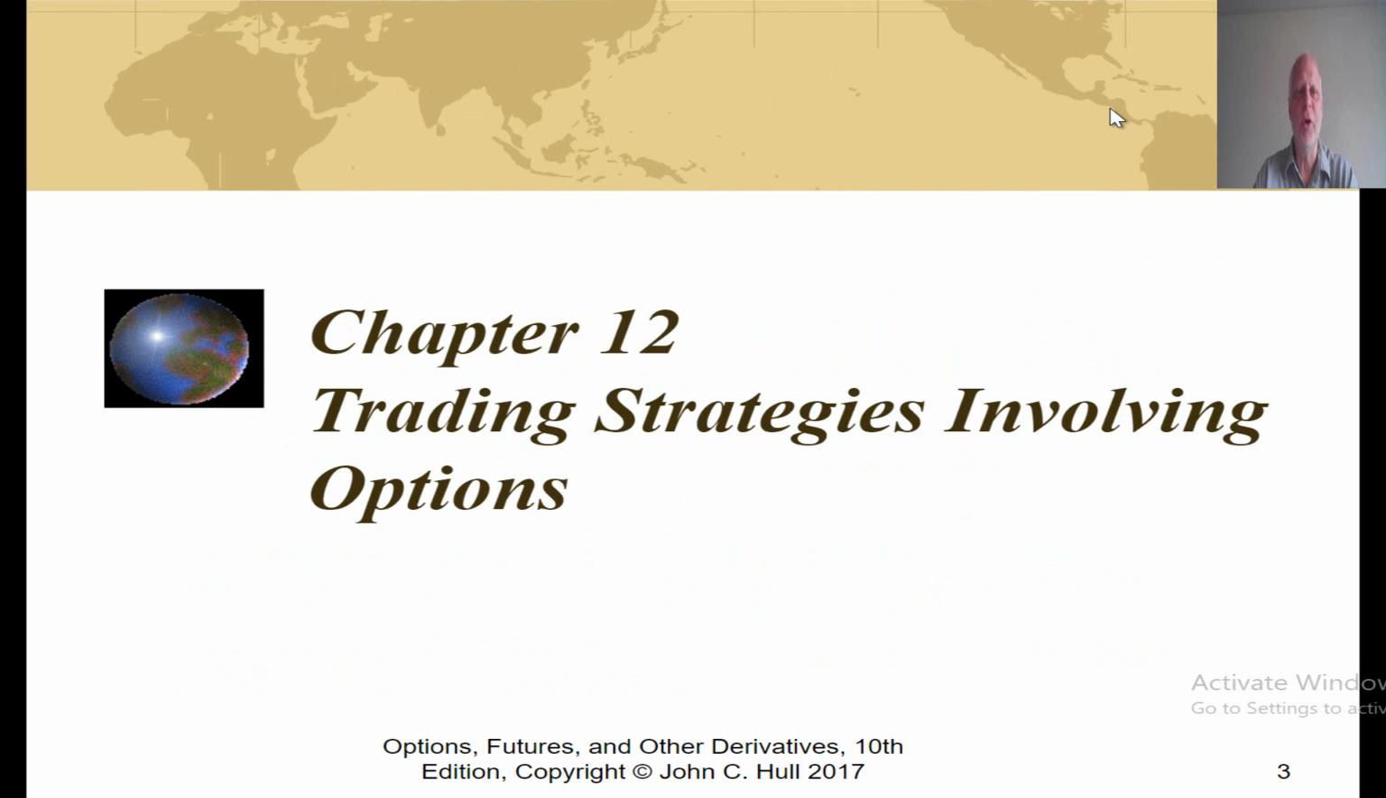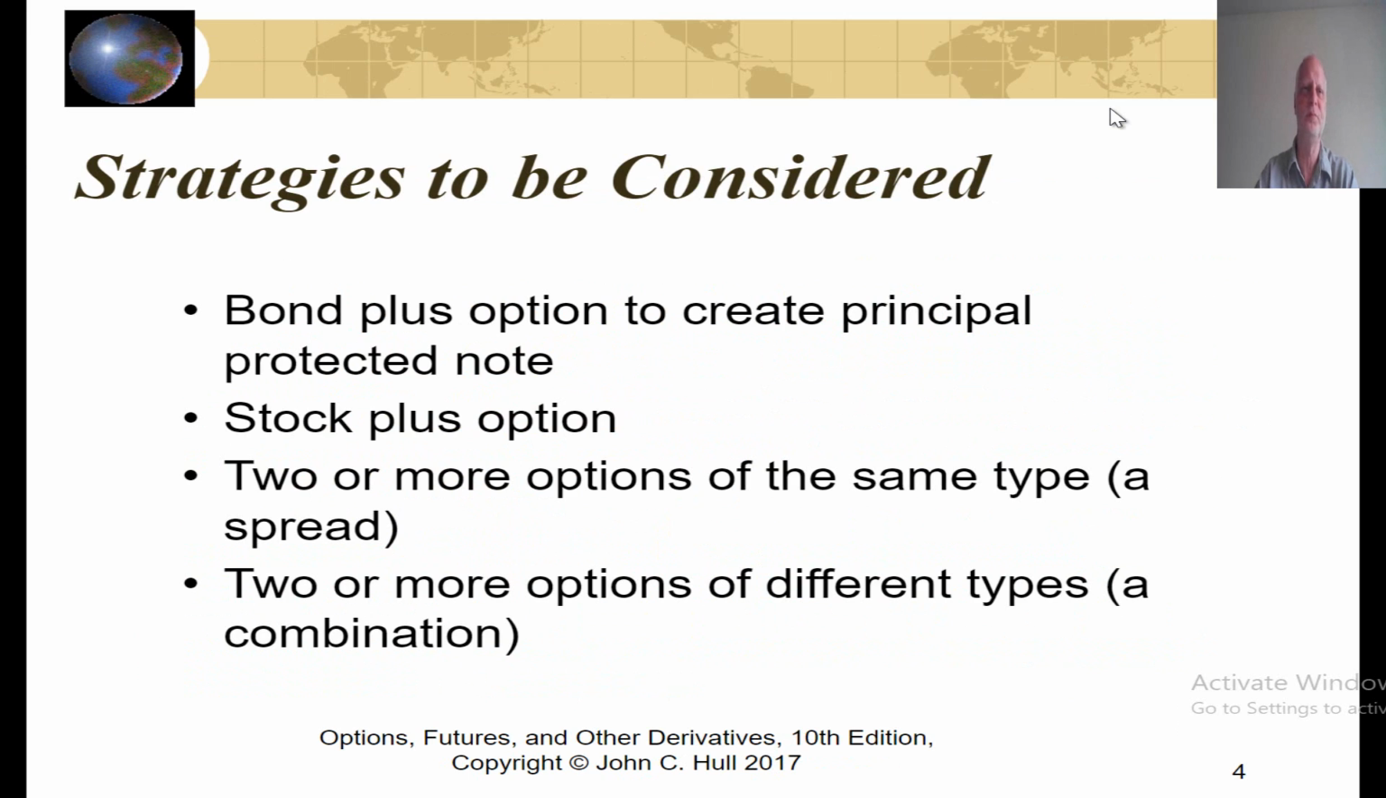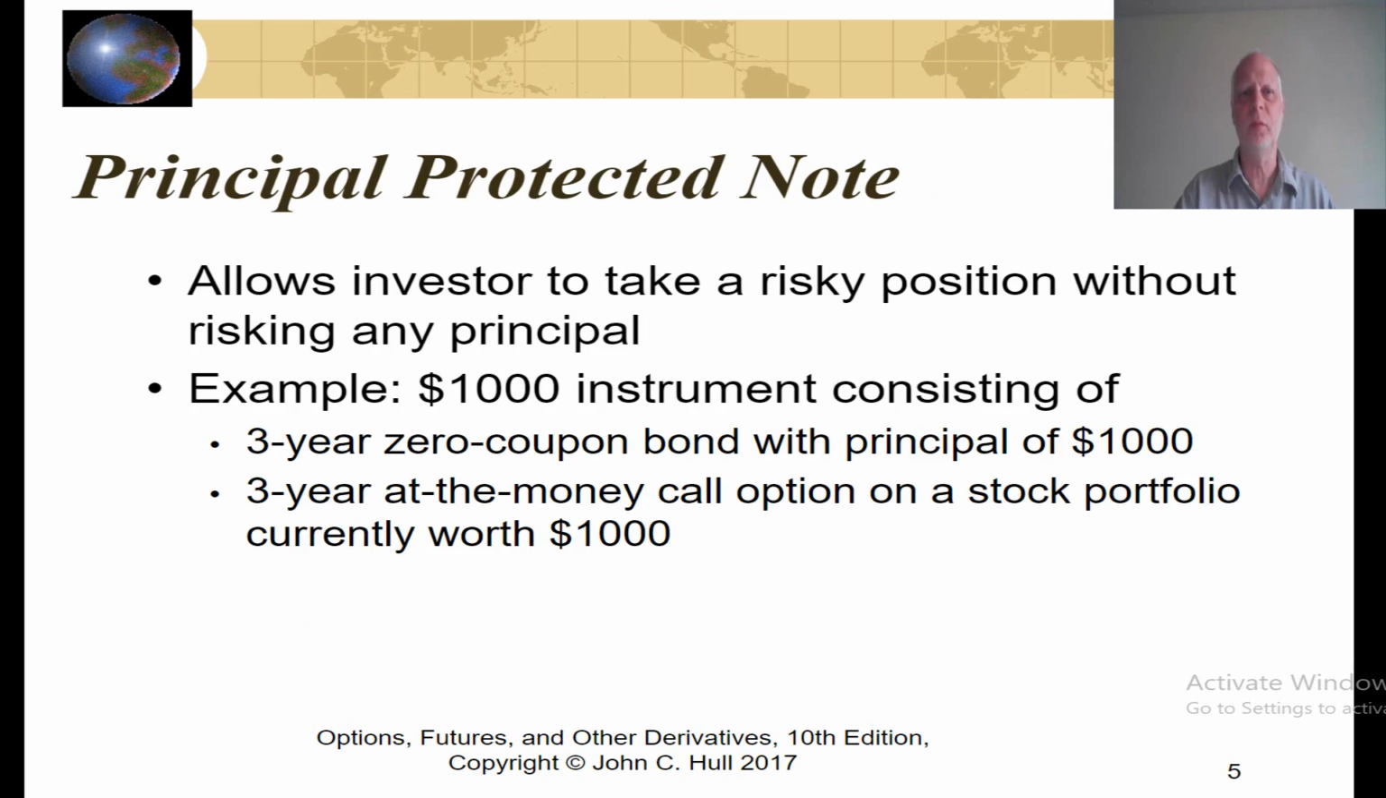Today we will go through Chapter 12, Trading Strategies Involving Options, from the excellent text, Options, Futures, and Other Derivatives by John C. Hull. The strategies we will consider include a bond plus option to create a principal protected note, a stock plus an option, two or more options of the same type, also known as a spread, and two or more options of different types, also known as a combination.